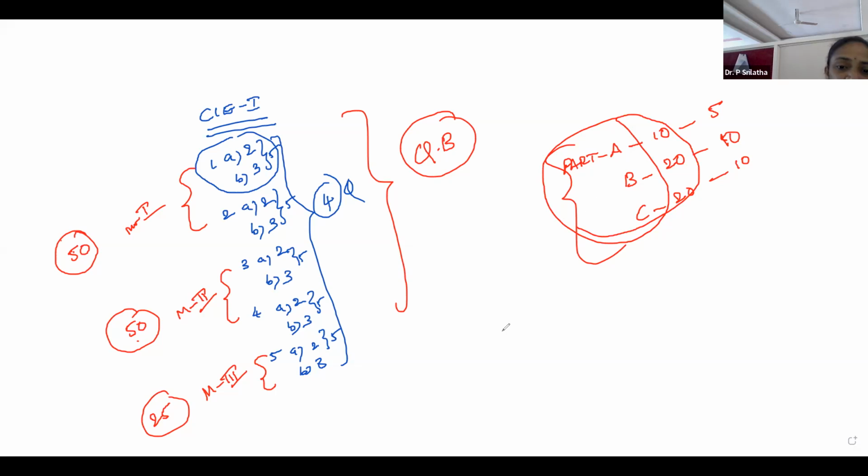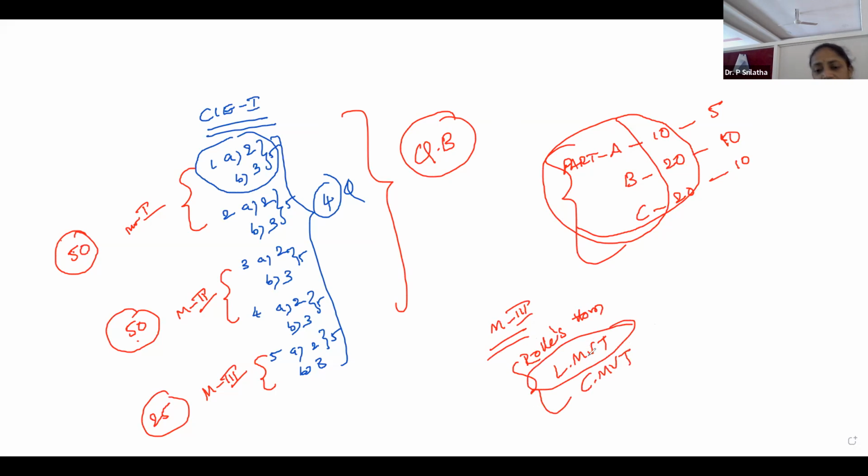In module 3 our syllabus has only 3 theorems: Rolle's theorem, Lagrange's mean value theorem and Cauchy's mean value theorem. Only 3 topics are there. The most important theorem here is Lagrange's mean value theorem.